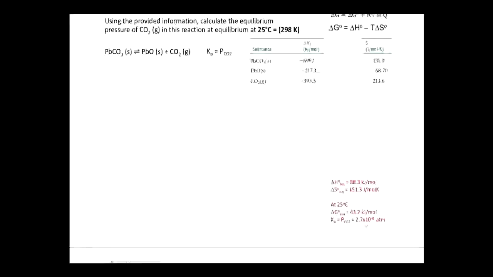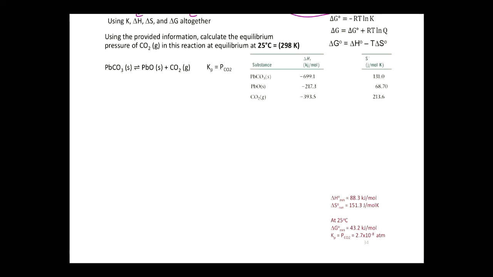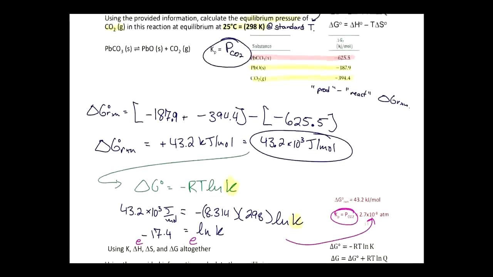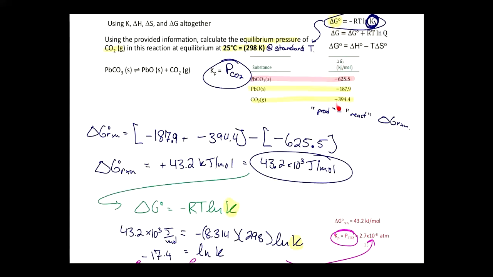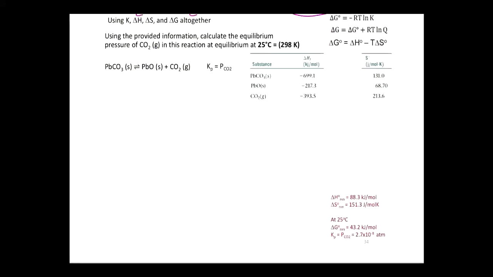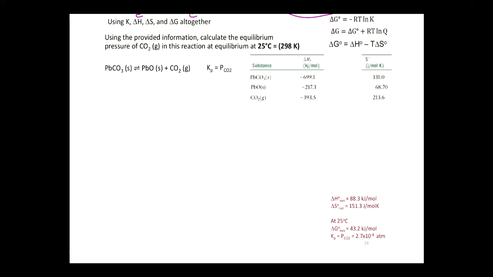So let's do it a little bit differently here, all right? This is actually the exact same question. I'm asking you, what is the equilibrium pressure of CO2 for this reaction? But notice I gave you different information. In the previous question, I gave you the information right here. I gave you delta G values, delta G formation values. But in this question, I'm asking the same exact question, but did I give you delta G values? I didn't. I gave you delta H and absolute entropies, right?